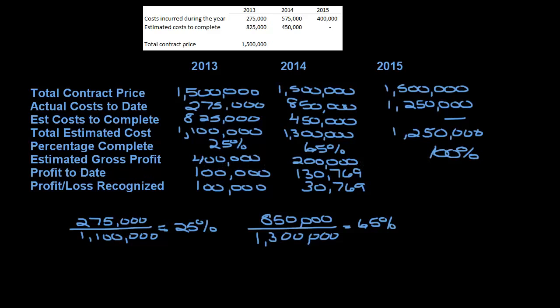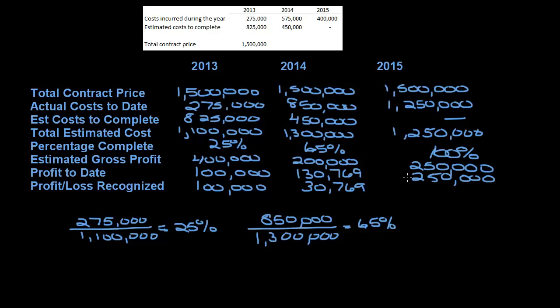Okay. So my estimated gross profit is 1,500,000 minus 1,250,000. So my estimated gross profit is 250,000. Okay. So now my profit to date, because 100% of the contract is done, is 250,000.